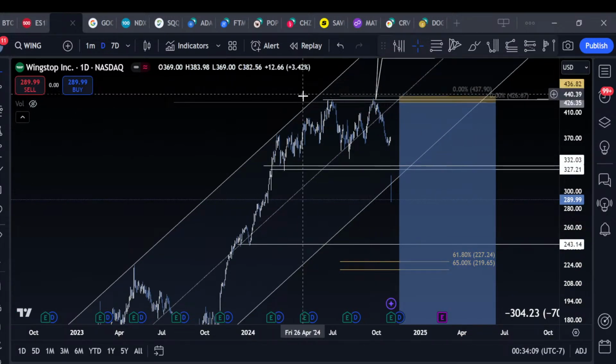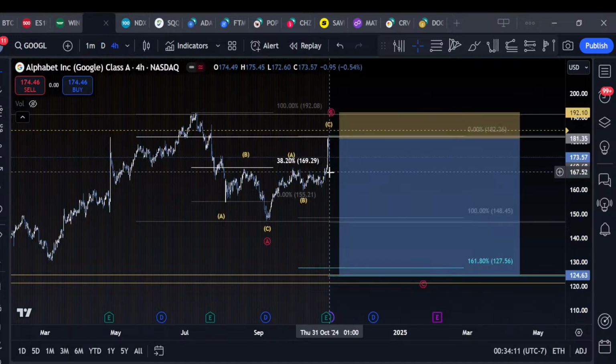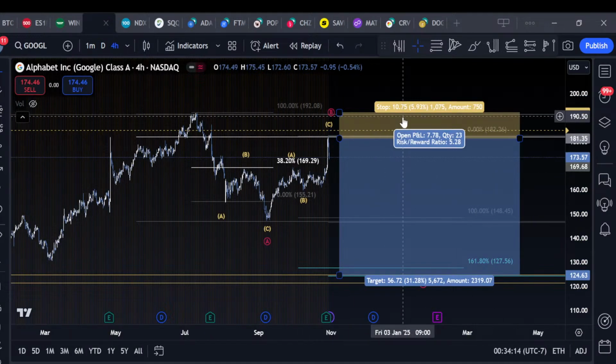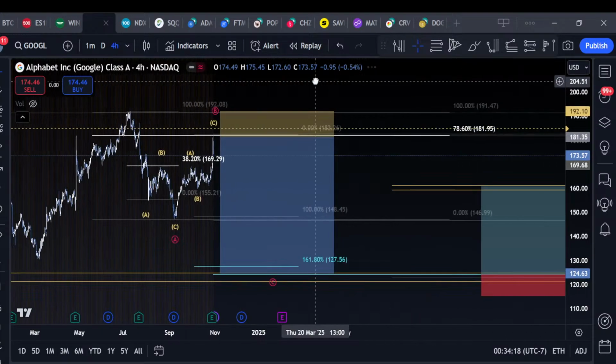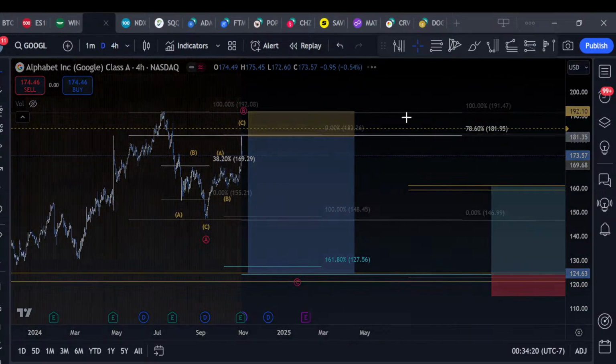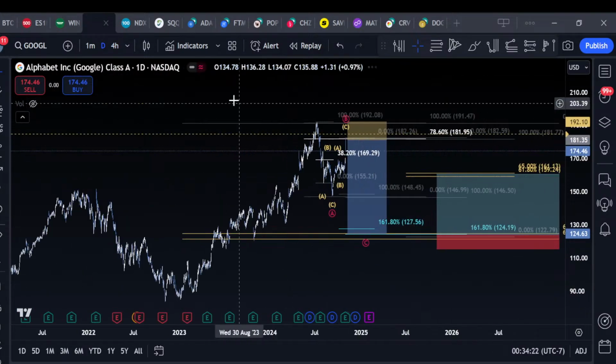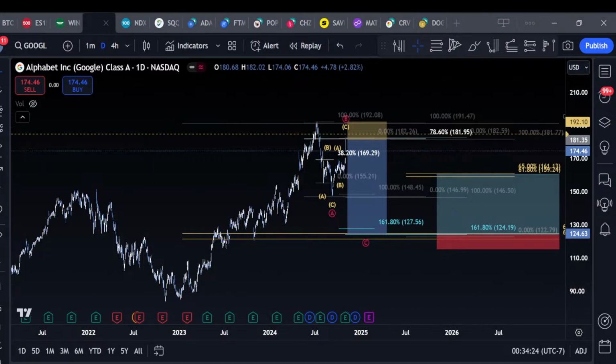If we break out there, I'm just going to close it. I took a short on Google yesterday. We have this big impulse up into the 786 on Google. I have some higher time frame ideas, and so I shared that.